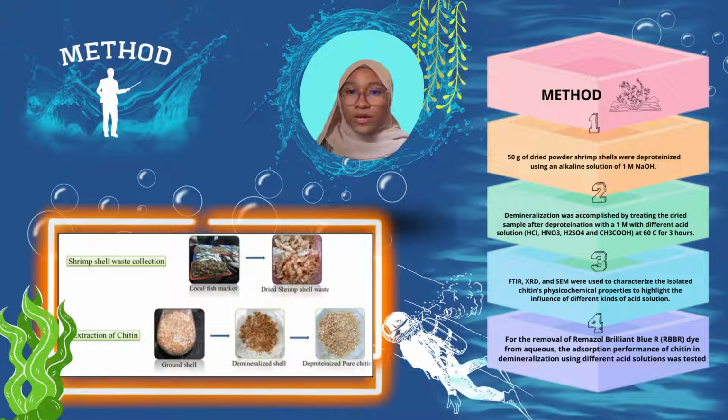Demineralization was achieved by treating the dry sample after deproteinization with 1 mole solutions of various acids, which are hydrochloric acid, nitric acid, sulfuric acid, and acetic acid at 60 degrees Celsius for 3 hours. The physicochemical properties of the separated chitin were studied using FTIR, XRD, and SEM to highlight the influence of different kinds of acid solutions. Additionally, the absorption performance of chitin from demineralization using different acid solutions was tested for the removal of Remazol Brilliant Blue R (RBBR) dye from aqueous solutions.